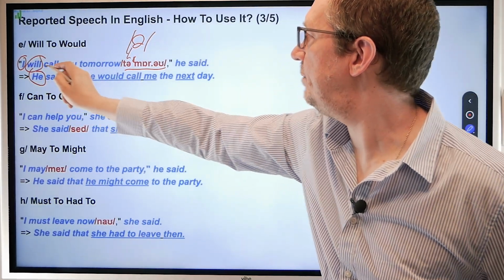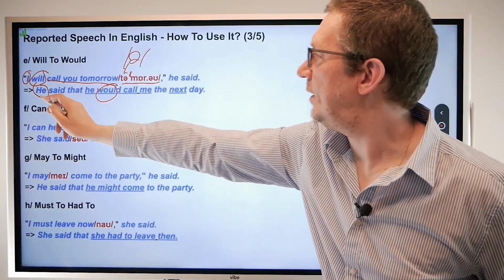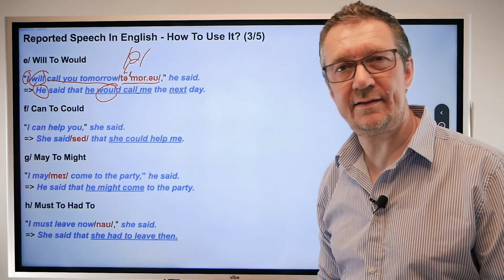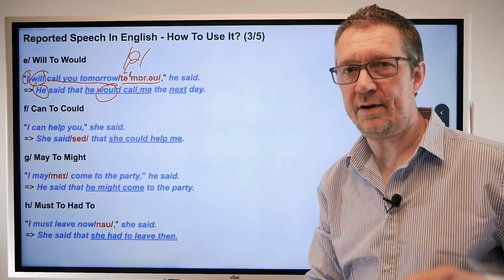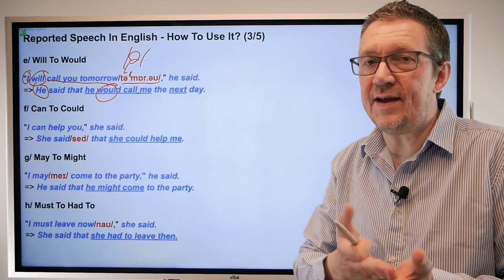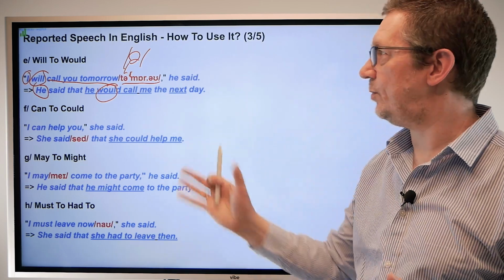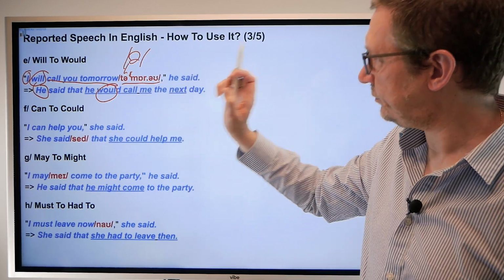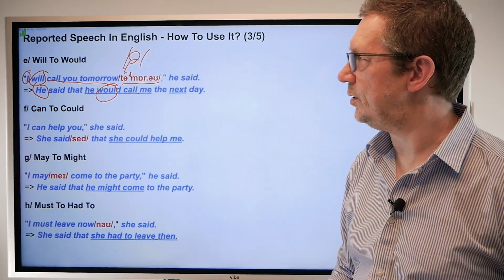So will becomes would, and I becomes he, and actually tomorrow becomes the next day, because again, with that time frame, we're not always sure how we're going to report it. If it's on the day, it's maybe okay to get away with, but when you're reporting, usually the next day is what you should use. Okay, so this is how we change from will to would.